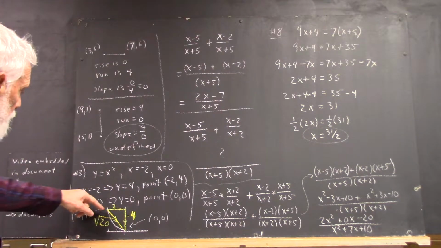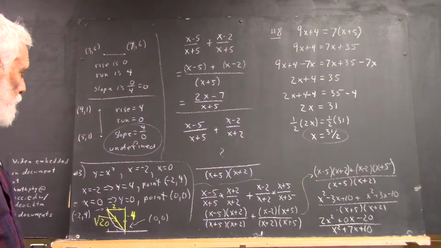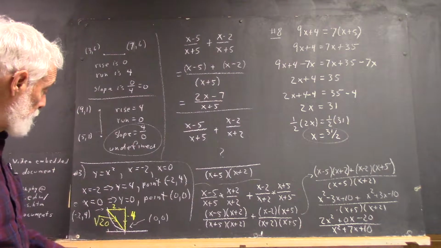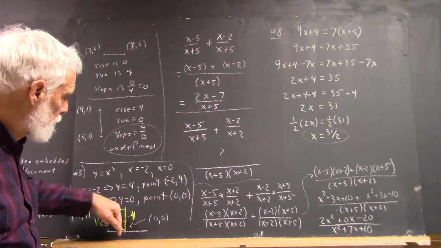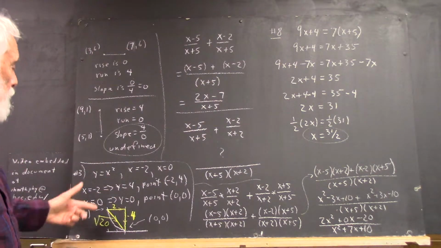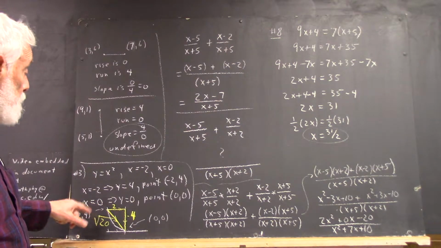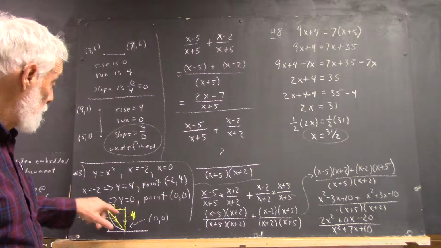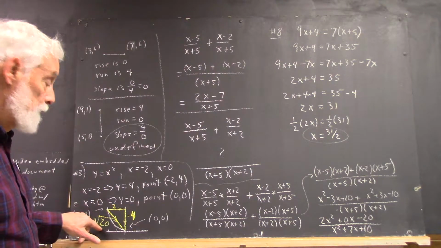So we have the point -2, 4, the point 0, 0. Our fundamental triangle joins this point to this point with a hypotenuse. We have a run of 2, a rise of -4, and a hypotenuse that's equal to the square root of 2 squared plus the square of -4. That'd be 4 and 16, which is 20.